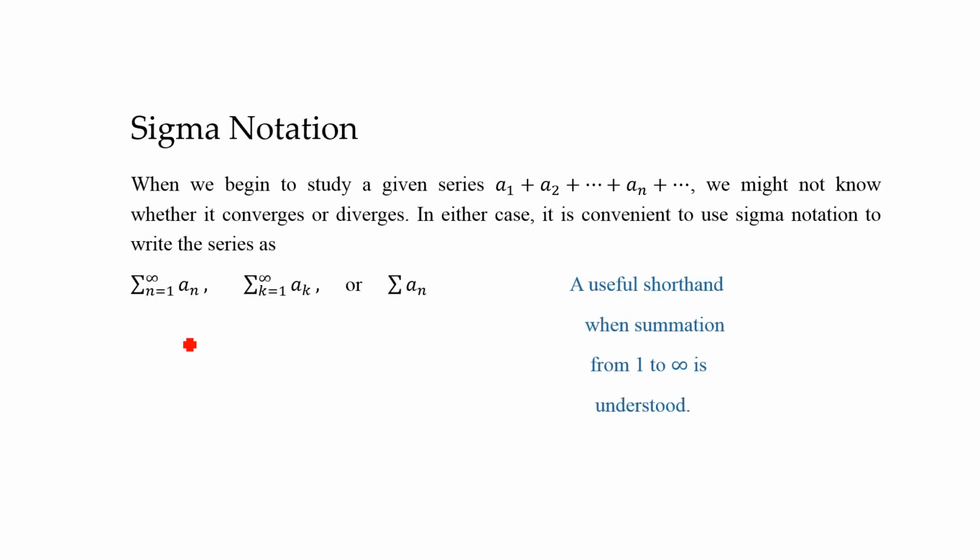Next, sigma notation we have already discussed. There are different representations of this notation. We can write a series like this when the limits are from 1 to infinity. So this is the short form to write a series.